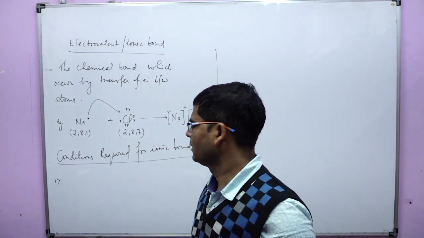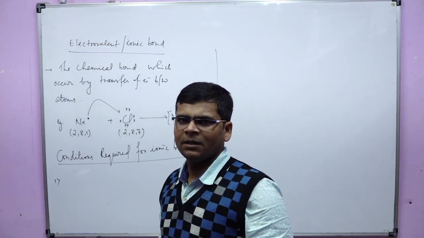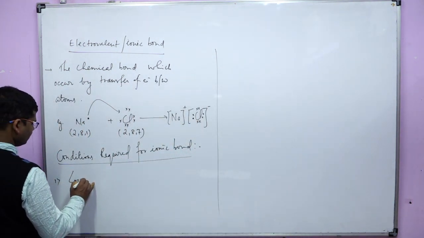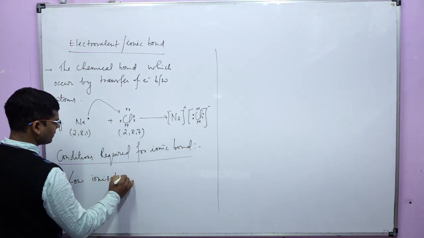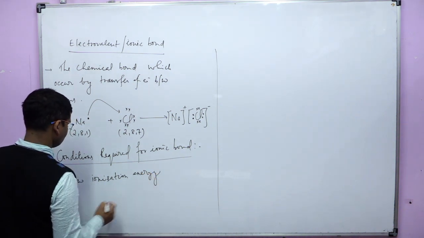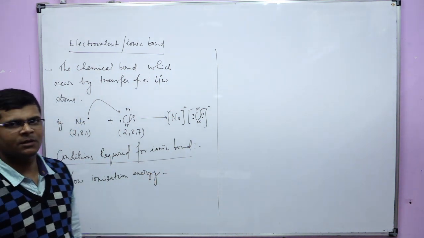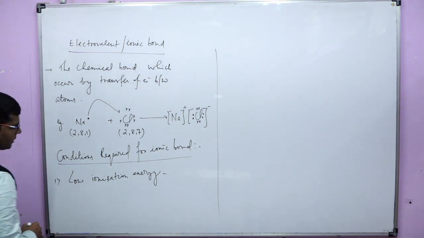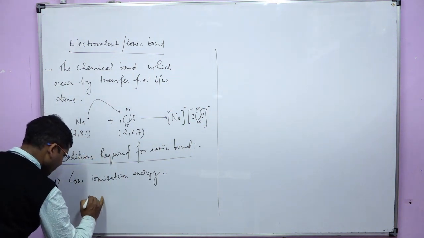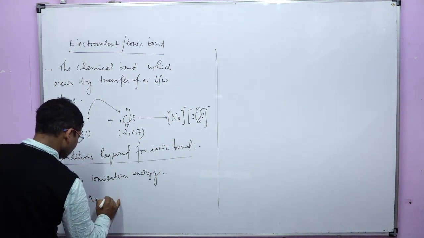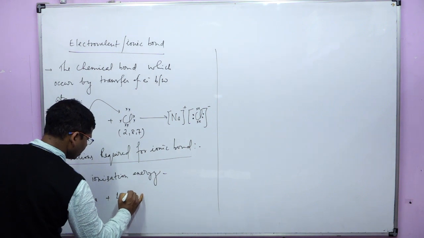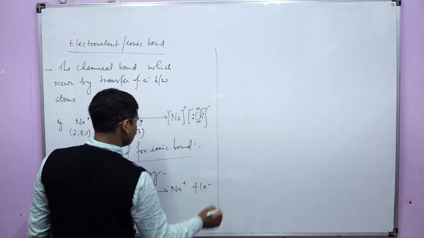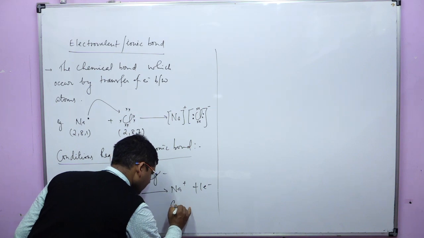So here let us write the first condition that an atom has to fulfill: low ionization energy. Low ionization energy means less energy should be required to remove an electron from its valence shell. Taking the above example, it should have low ionization energy, then easily it should give off its one electron and form a cation.